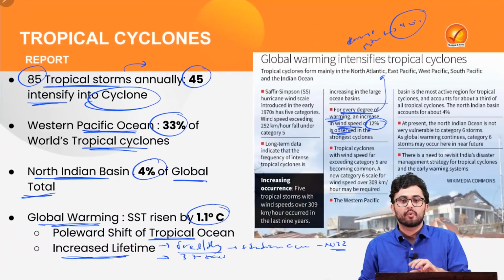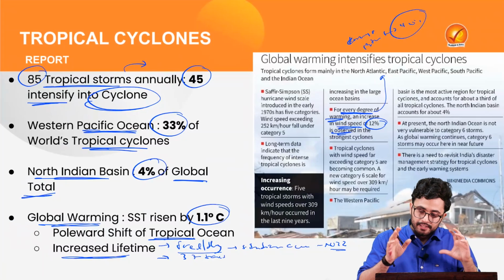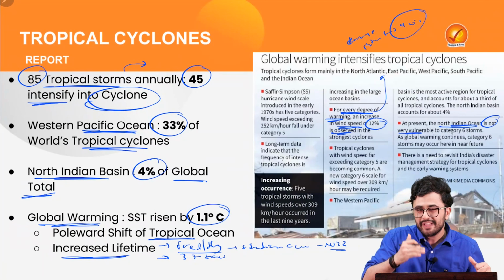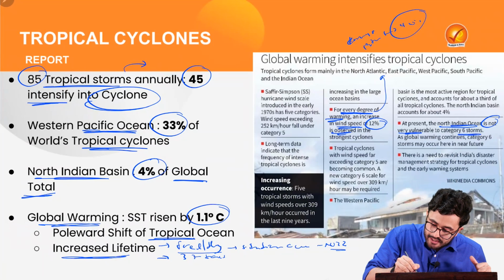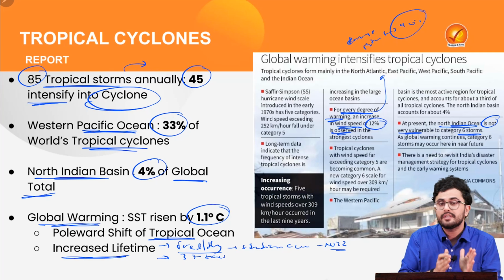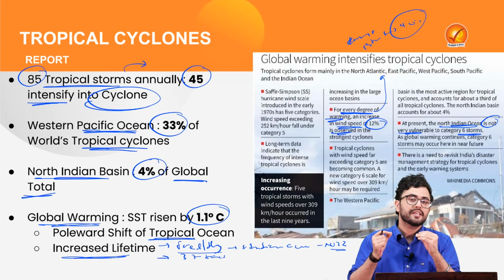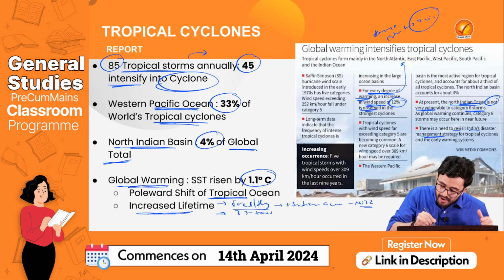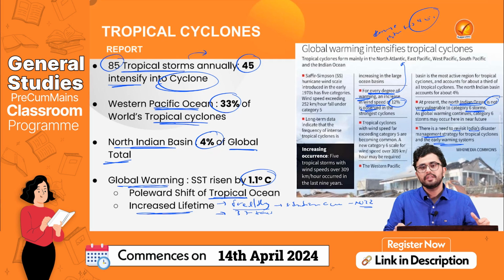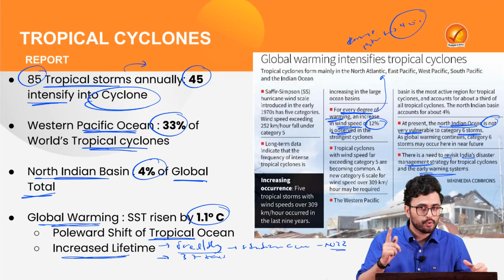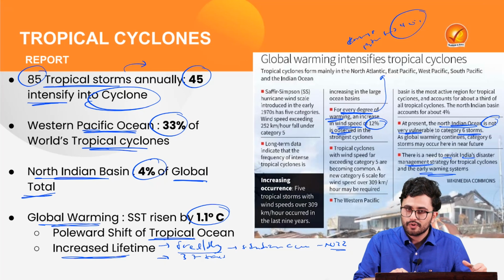Though, as per the report, there is good news for India that at present, the North Indian Ocean is not very vulnerable to category 6 storms. But at the same time, with the increasing impact of global warming, it is imperative for our country to revisit our disaster management strategy as well as to strengthen our early warning systems. Keep this information very dear for both your prelims and mains, and we move forward to the next news of the day.